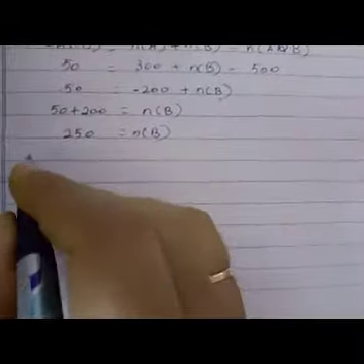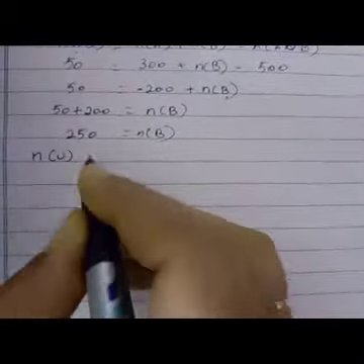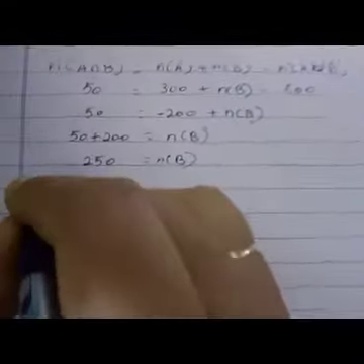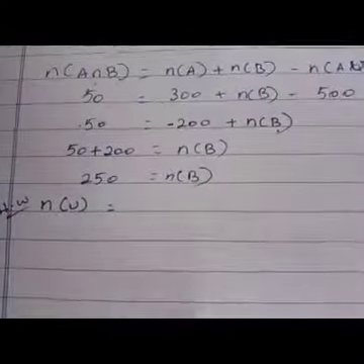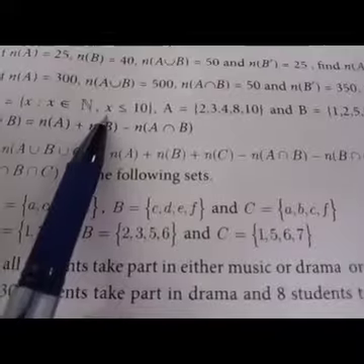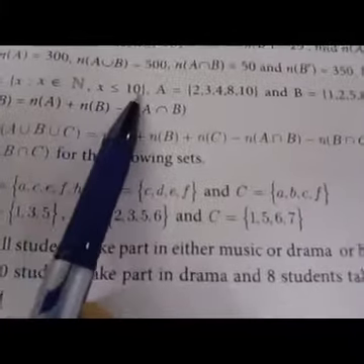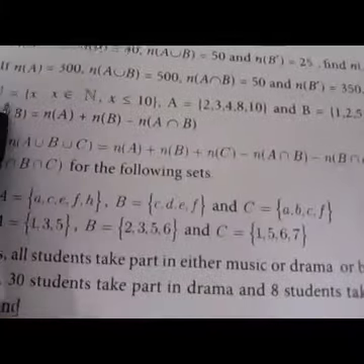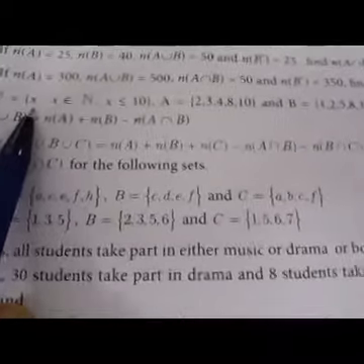And the next one is n of union. This one you do as homework. Your second question: if U is equal to {x : x belongs to N and x is less than or equal to 10}. So here the universal set is given in the set builder form.